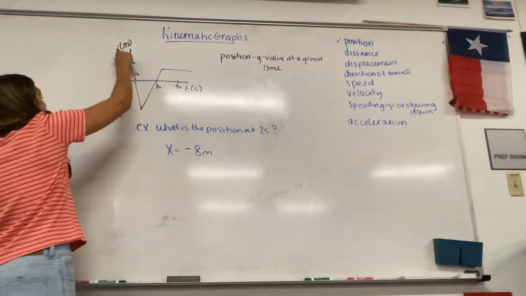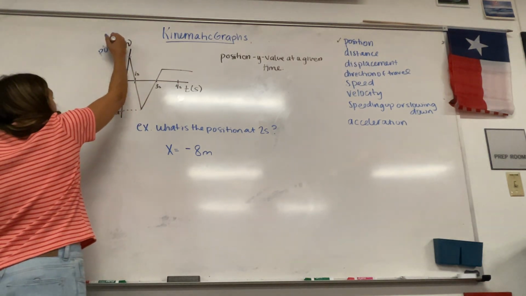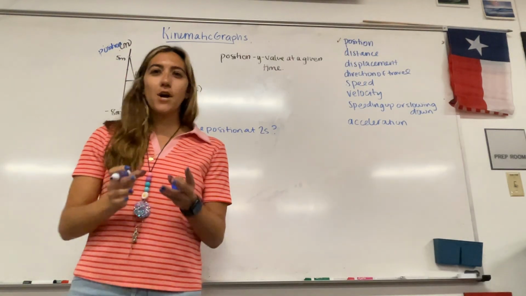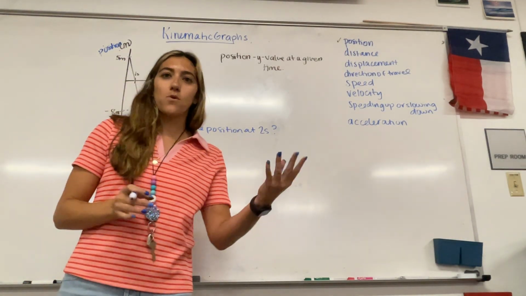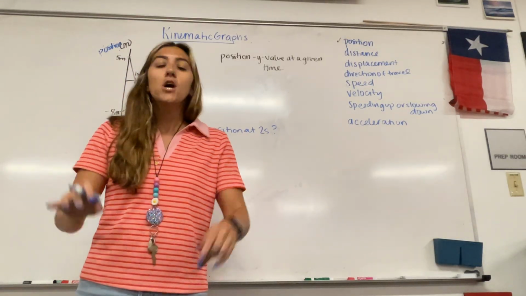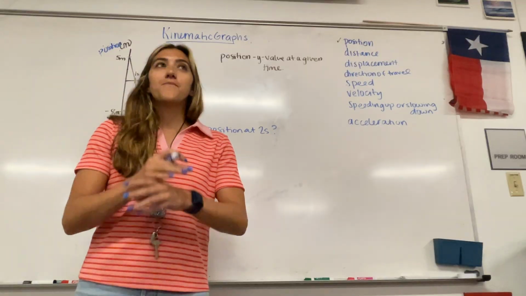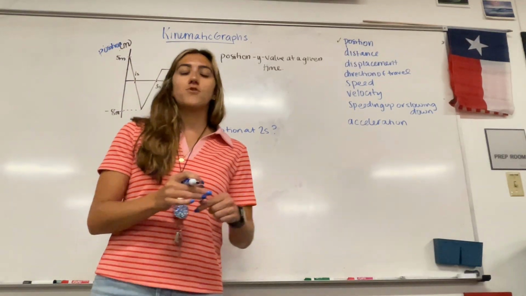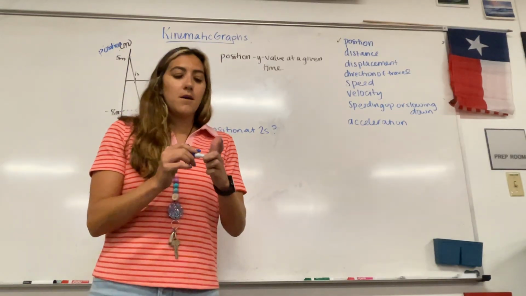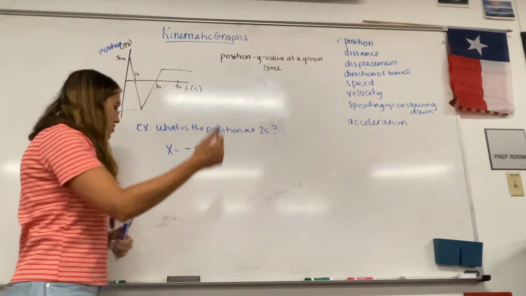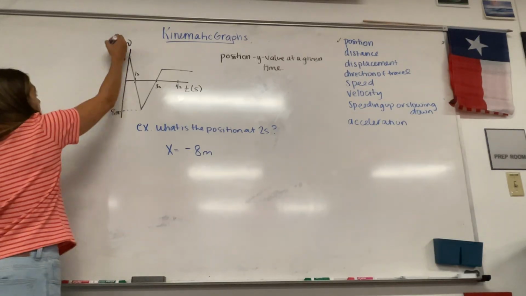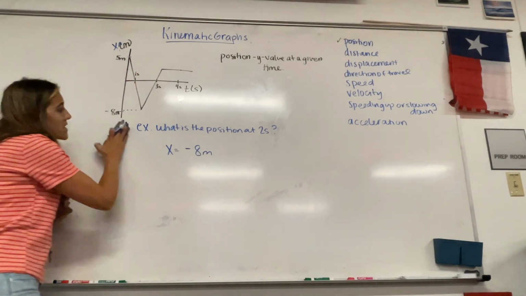If this just said position instead of x, I wouldn't know exactly whether it was horizontal or vertical position. I'd have to guess, which I'm not going to do. So I'm just going to say the position is 8 meters in a negative direction from the start. Don't know which negative direction that is, but 8 meters in a negative direction from the start. But ours does say x.